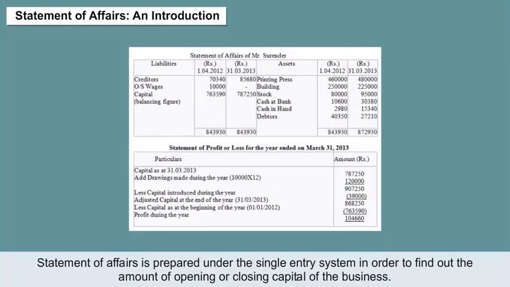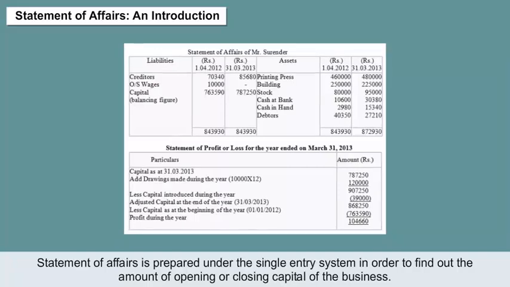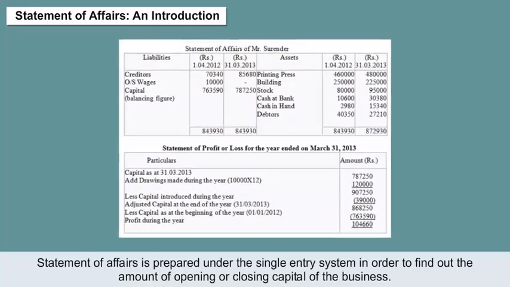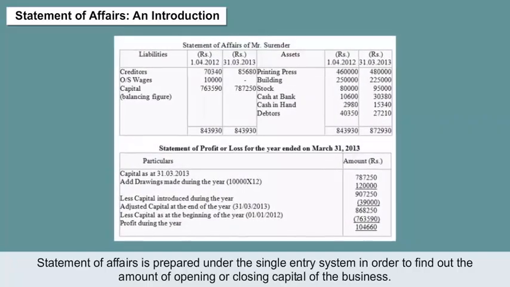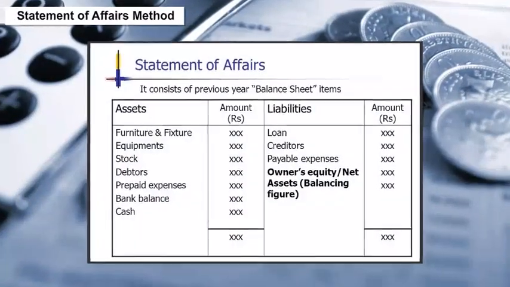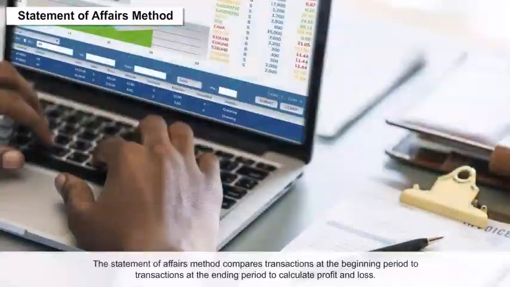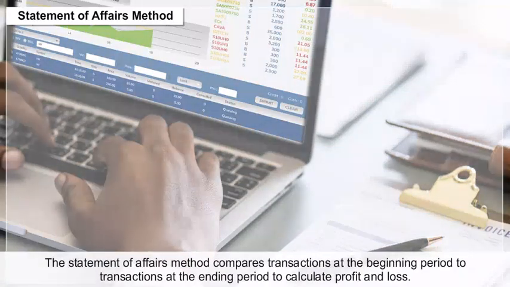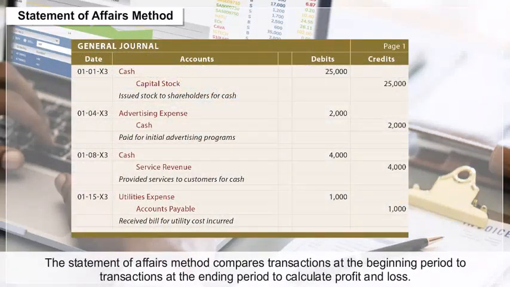Statement of affairs is prepared under the single entry system in order to find out the amount of opening or closing capital of the business. Statement of affairs method. The statement of affairs method compares transactions at the beginning period to transactions at the ending period to calculate profit and loss.